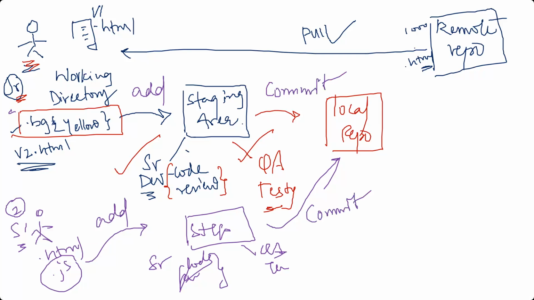So you pull the files from the remote repo. Even if the other developer is using JavaScript, they pull the file from the remote repo and then work on the working directory, make the change, add into staging area, give it to the senior developer for code review, and give it to QA for testing. Once it is done, it is committed to the local repo. Once the local repo has an exhaustive number of changes, this local repo will have a push. This is a push command, where a push command will update the remote repo.